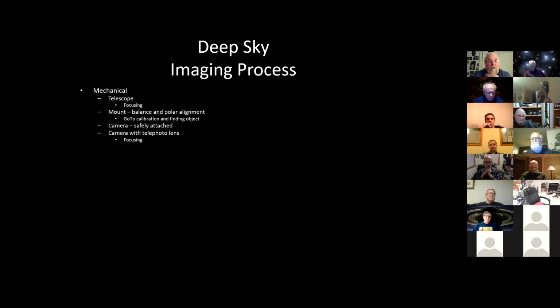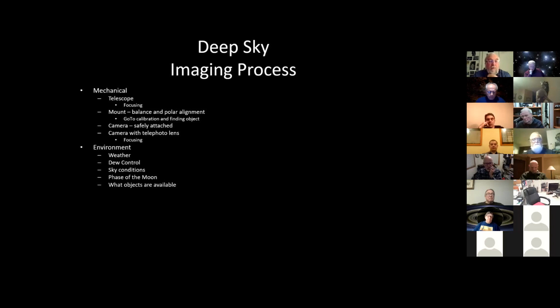So obviously you need the telescope focused, mount balanced and polar aligned, go-to calibration and find your object. Make sure the camera is safely attached, with the telephoto lens and with the telescope, make sure it's focused properly. And the environment, what's your weather like? Do you need dew control? What are the sky conditions, which we talked a lot about today? What's the phase of the moon? Because that may affect what objects you pick and also what kind of exposure time you can use.